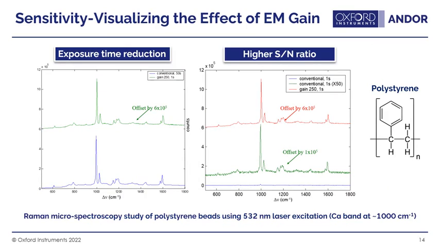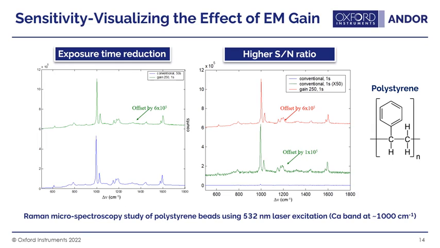This is another example of how increasing the EM gain can influence the signal-to-noise ratio in an experiment. Here we're taking a Raman spectrum of polystyrene, and we're focusing on the aromatic carbon band, which comes out at about 1,000 wave numbers. The left-hand plot shows how the exposure time can be reduced for this measurement by applying EM gain. So the green spectrum was obtained with applying EM gain, and the blue spectrum was taken in conventional mode. And you can see that you can reduce your exposure time by about a factor of 50 to get a spectrum with about the same signal-to-noise ratio as when it was taken without the EM gain.